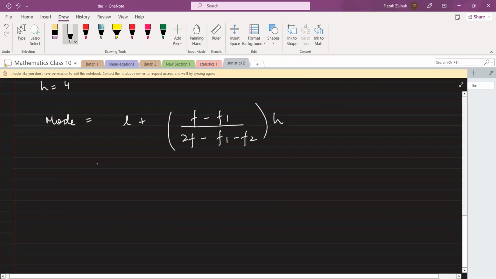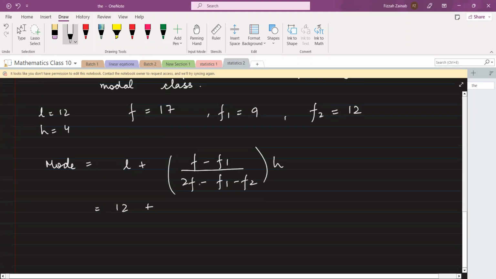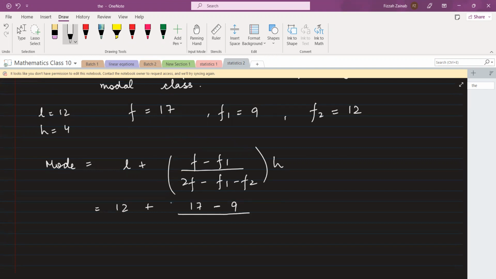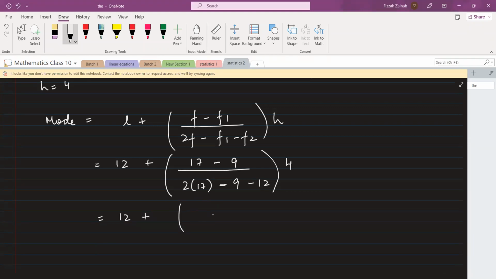So you write, L is how much? 12 plus your frequency, what was the frequency? 17. So 17 minus F1 which is 9, divided by 2 into 17 minus 9 minus 12, and H is 4. Understand? So this you can solve. So 12 plus how much is 17 minus 9? 17 minus 9 is 8. Yes, okay.